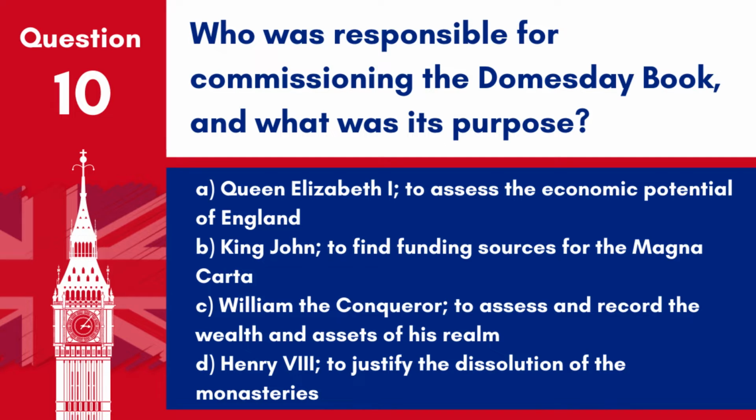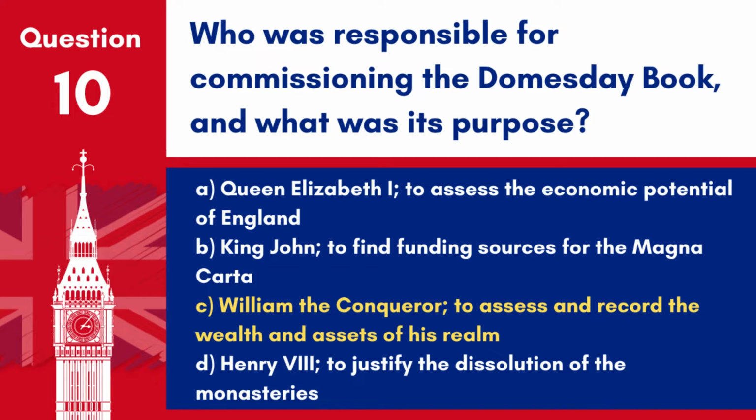B. King John, to find funding sources for the Magna Carta. C. William the Conqueror, to assess and record the wealth and assets of his realm. D. Henry VIII, to justify the dissolution of the monasteries. Answer. C. William the Conqueror, to assess and record the wealth and assets of his realm.